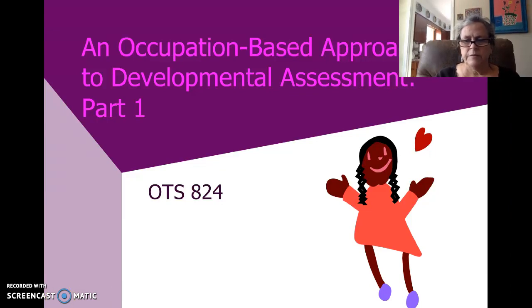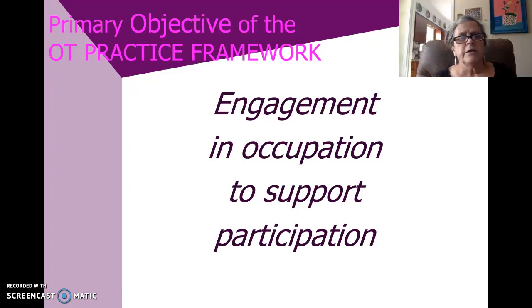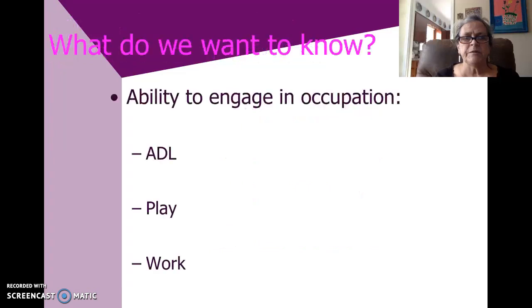So, the primary objective of the OT practice framework is to make sure that you're looking at engagement in occupations to support the child's participation. So we want to look at, can the child participate in ADLs and play and work? Work, of course, for children being development and education, and as they get older, actual work, such as when teenagers start to want to have jobs and that sort of thing.